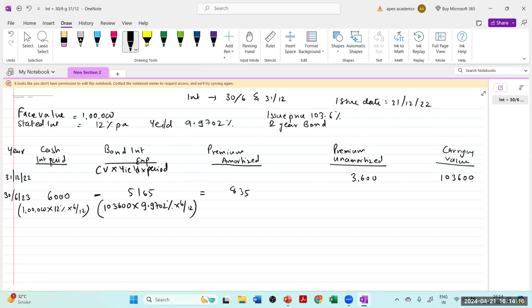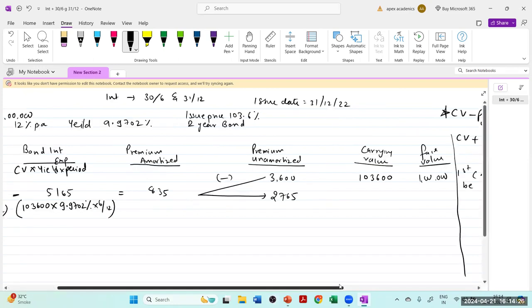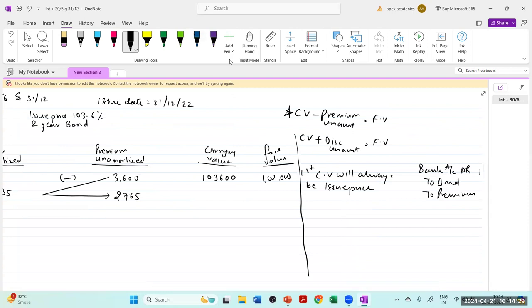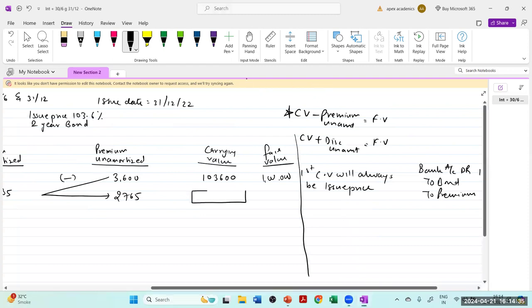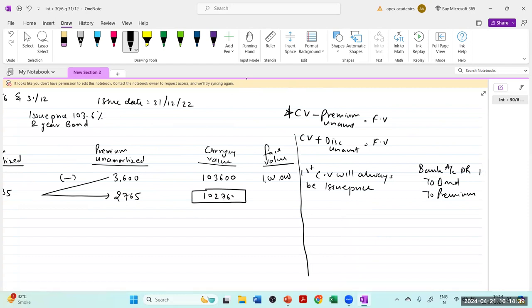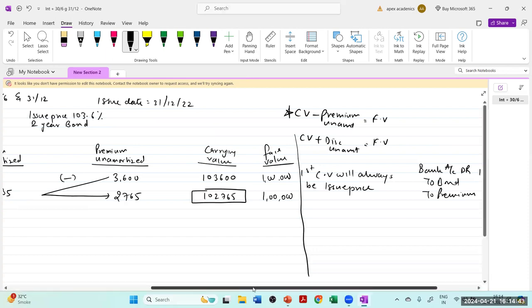Clear? Now 3,600 minus 835 will give you what? 2,765. Correct? Come on, Danish, Muskan, Hemu, I want the carrying value. 1,02,765. And what is the face value? 1 lakh. It always stays 1 lakh. Clear?